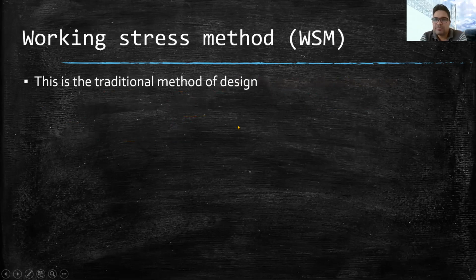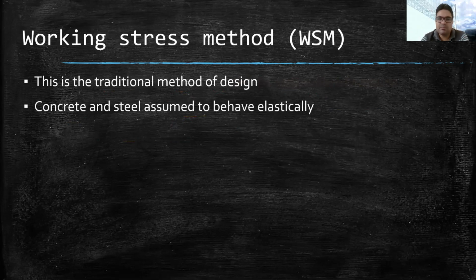Working stress method is the oldest method of structural design, and that is why it is sometimes called the traditional method of design. This working stress method is based on the elastic behavior of the material. In this method, we assume that concrete and steel behave elastically. The major assumption is that both of these materials behave elastically, which means we consider the strength of these materials within the elastic limit only.